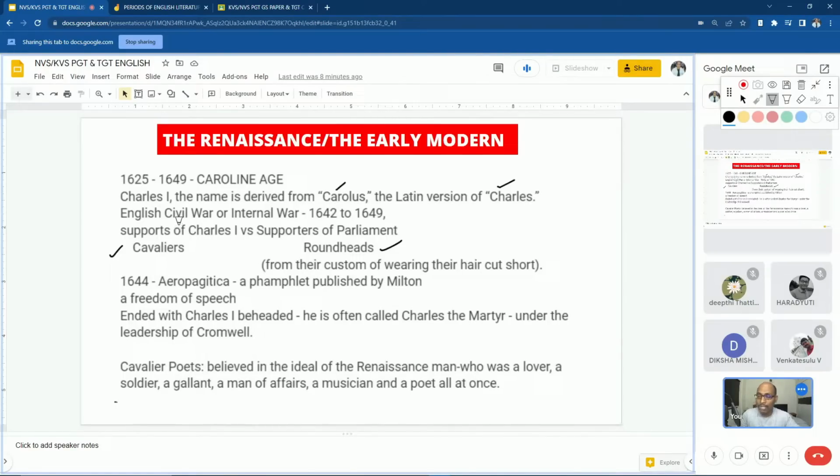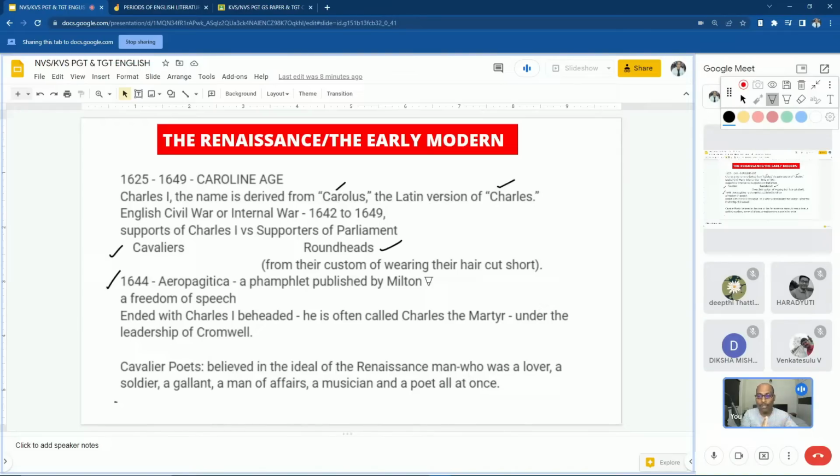And the supporters of Charles I are known as Cavaliers, important from an examination point of view, and the supporters of parliament are known as Roundheads, from their custom of wearing their hair cut short. And in this time we get Milton, and he wrote Areopagitica in 1644, a pamphlet published by Milton.